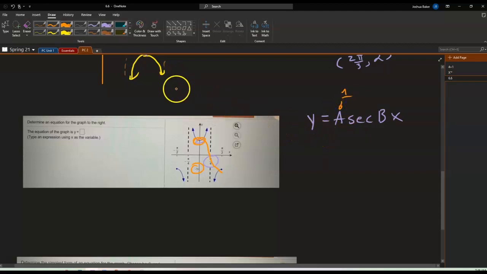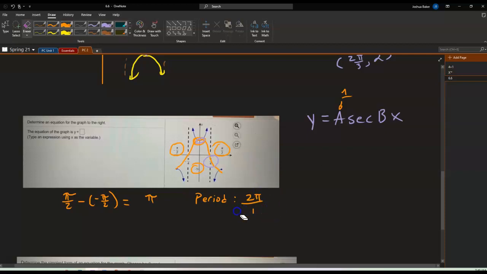Okay. Now, if I want to determine how long it takes for this function to start repeating itself, well, it looks like it repeats itself if it starts at negative 2 pi and goes all the way to 2 pi. So if I look at this, that means that my period is a pi. Now remember, when we are determining period, it is 2 pi over the absolute value of b.